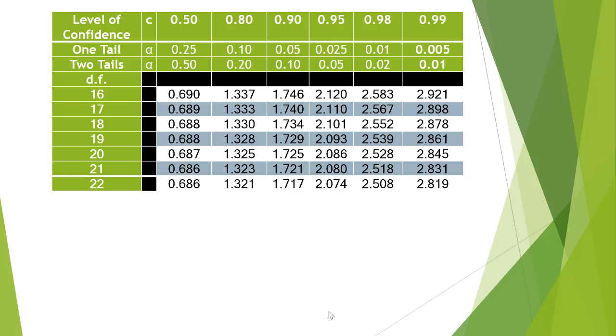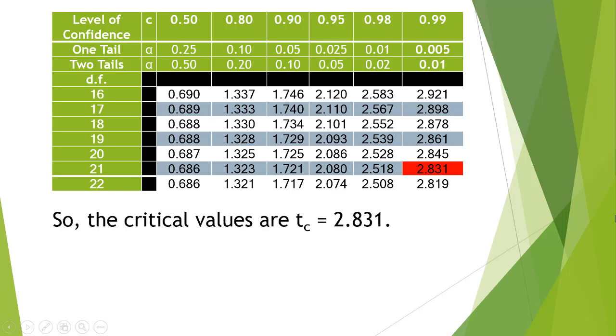So we need to look up the proper value from the table, the proper critical value. So we can find our degrees of freedom, and we said that the degrees of freedom were 21. So here's the 21. And then we're looking for a level of confidence of 0.99. So at the top, we've got 0.99. So where do those two meet? They meet right here at 2.831. So that is my critical value. tc equals 2.831.